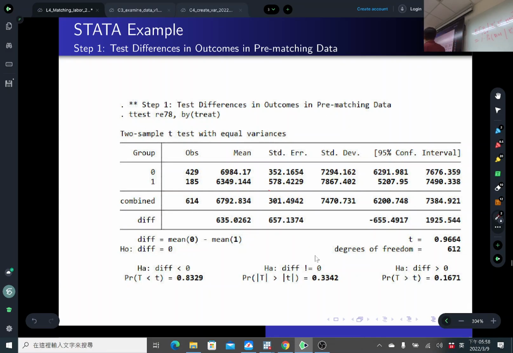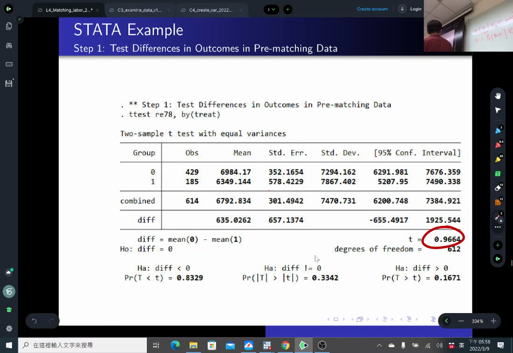That's the result. So the result is, control groups on average their earning is 6,900, and treatment group is 6,300. So their difference is around 600. Okay. So treatment group tend to earn less than control group. So it's kind of like job training program reduces your earnings. But whether it's true or not, we don't know.